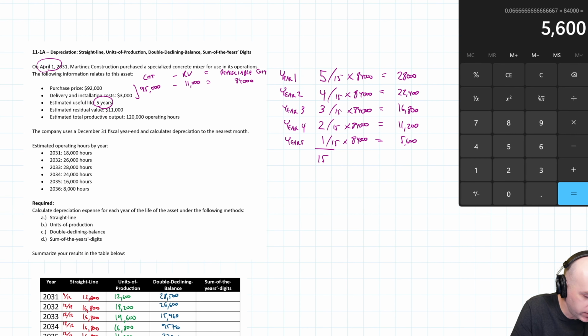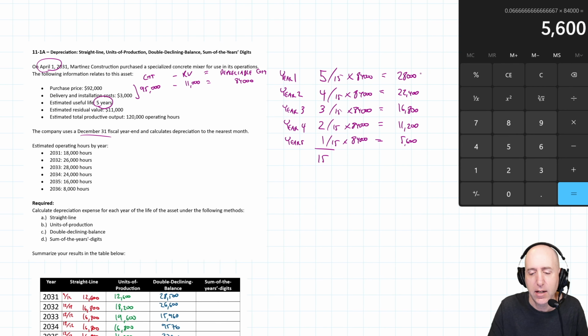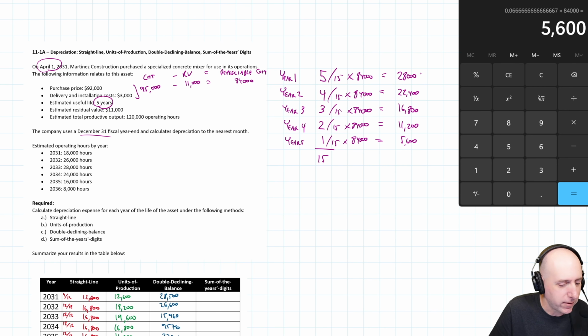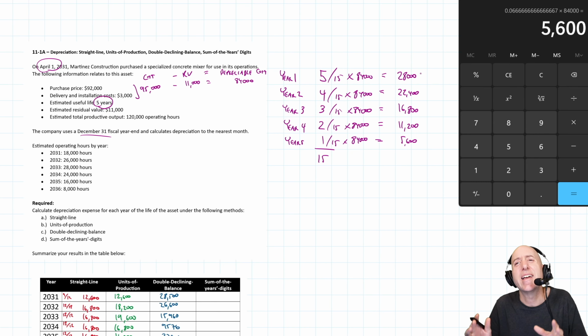We bought it on April 1st. Our fiscal year is December 31st. And therefore, we don't take 28,000. We're going to need to take 9/12 of that number, right? So we're going to have to take 9/12. But it's years 2, 3, 4 that it gets a little weird.